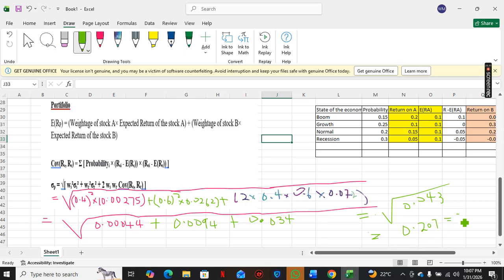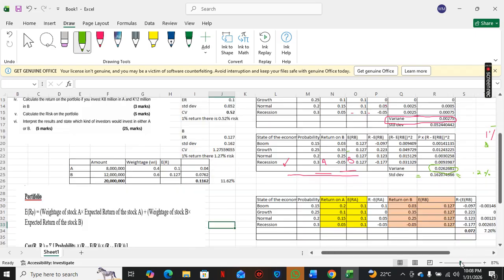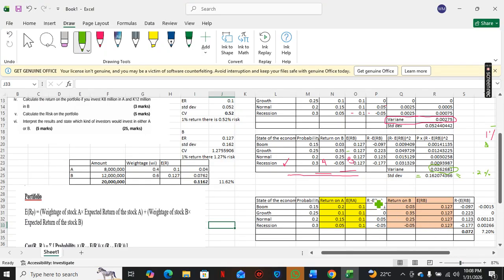You get 0.207, which is 20.7%. So this portfolio has a risk of 20.7% standard deviation. Okay? So remember how we interpret this? The expected return of this portfolio is 11.62.